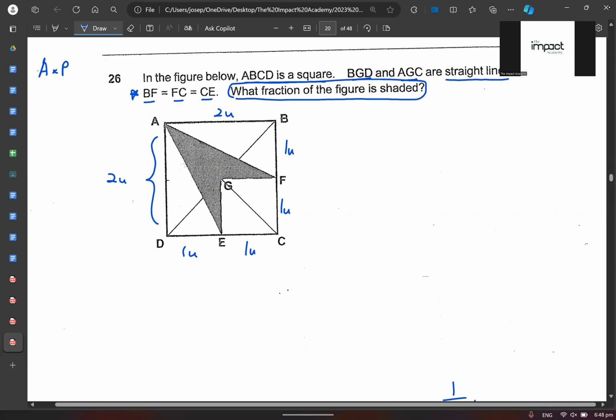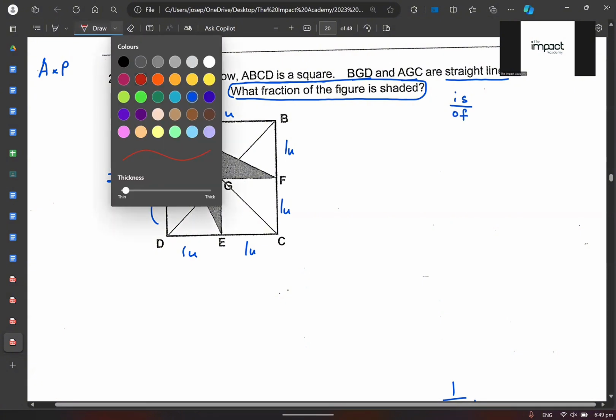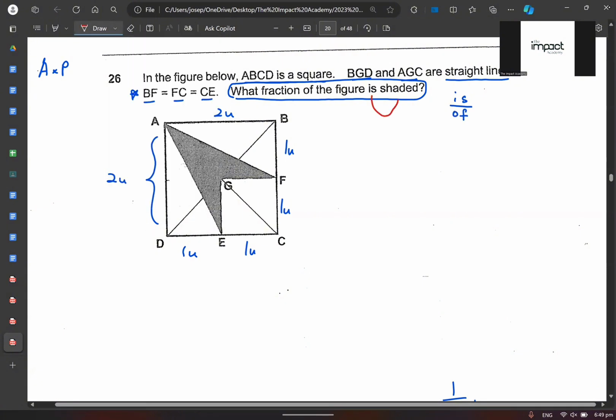Now I know the confusing part comes when they ask what fraction of the figure is shaded, right? So once again, "is over of". Can you all just write this down? "Is" over "of" first. What are they trying to say? Shaded is of the figure. Can you see that? Shaded is of the figure. What do I mean? It means shaded needs to be in the denominator or numerator? Numerator. And then figure has to be in the denominator or numerator? Yeah. Make sense?